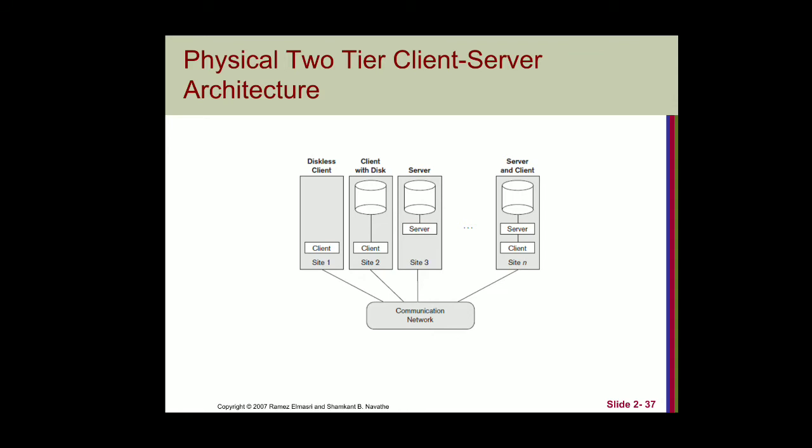Then we can have a server and a client in the same machine. It does both work. It can work as a server whenever some clients are requesting information, and this will be acting as a server. And if this machine requires some information, then it can be treated as a client which is requesting information from some other server, and everything is communicated through a network.